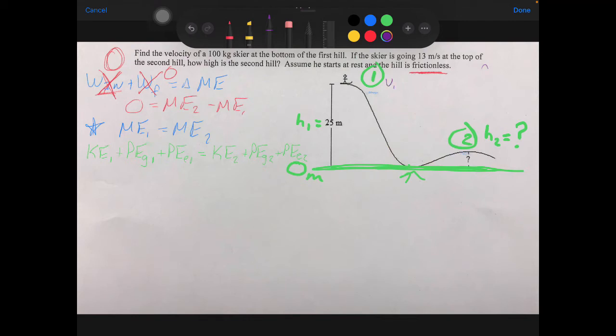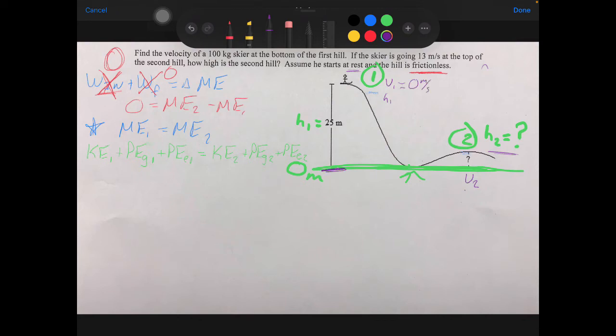On our picture, we want to label V1s. We want to label V2s. We want to label H1s. We want to label H2s, right? And we already have this idea that we're looking for H2. So at the top of my hill, it says, assume that he starts at rest. My V1 is going to be 0.